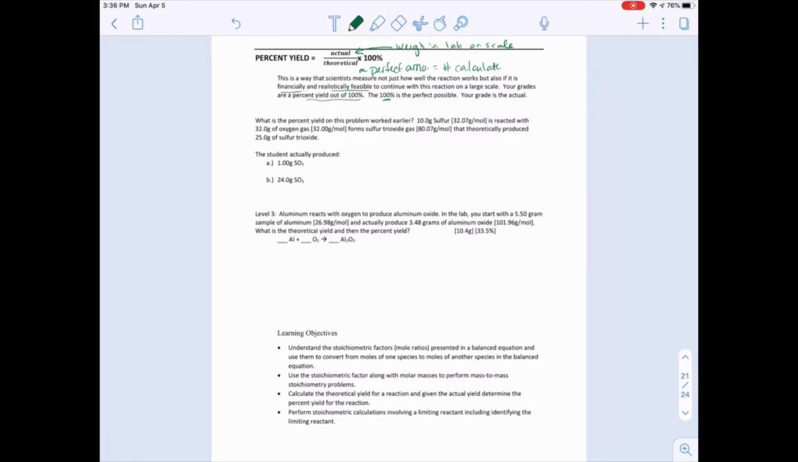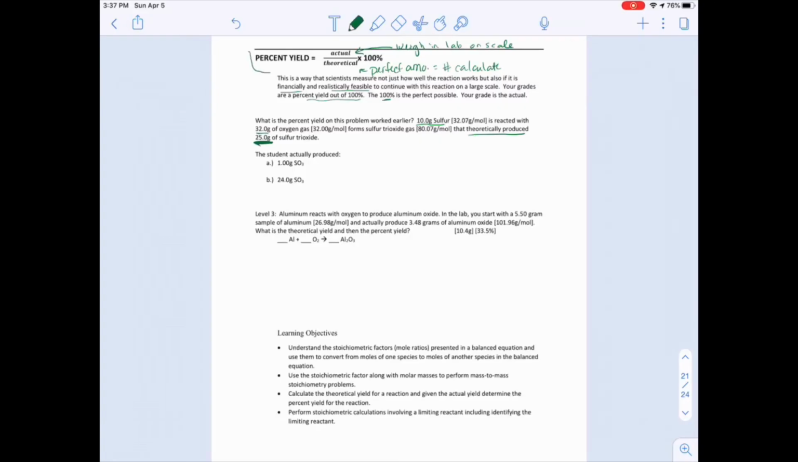This is the exact same problem that we just worked in the notes. So we already know the theoretical yield. We have some new information. Now we know what the student measured. When we calculated it, we figured out that it theoretically produced 25 grams of sulfur trioxide. Remember, we did the math, the train tracks. We got 25 grams.